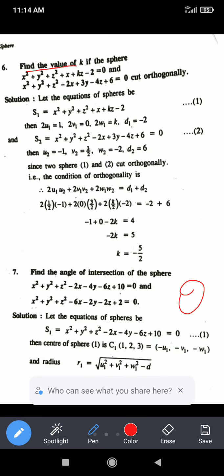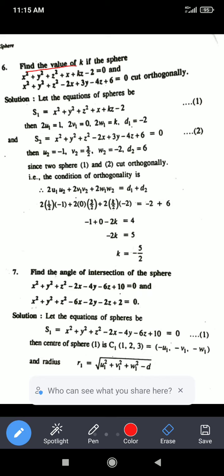Previously we were finding the value of k. Now we have to find out the value of theta. So now the solution: write the given equations of the spheres once again. That is taken as S1, the first sphere equation.